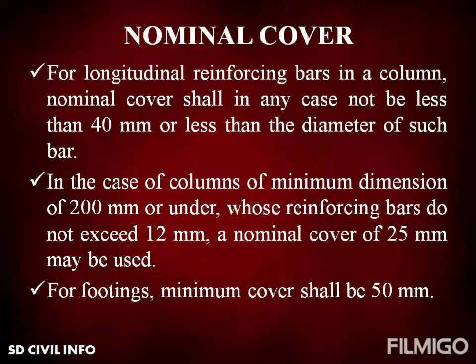For longitudinal reinforcing bars in a column, the nominal cover shall in any case not be less than 40 mm or less than the diameter of such bar. In case of columns of minimum dimension of 200 mm or under, whose reinforcing bars do not exceed 12 mm, a nominal cover of 25 mm may be used. And for footings, minimum cover shall be 50 mm.